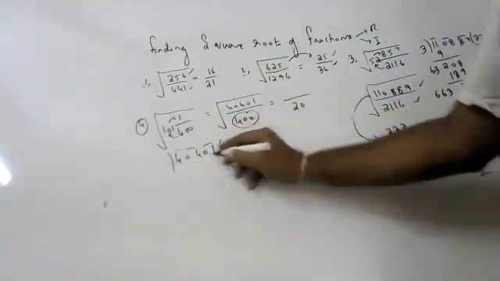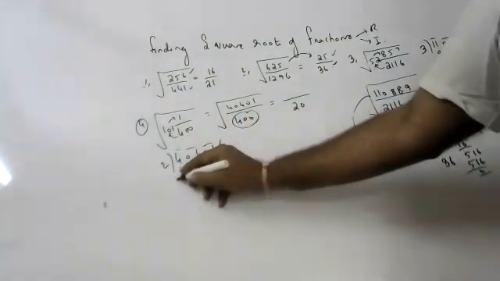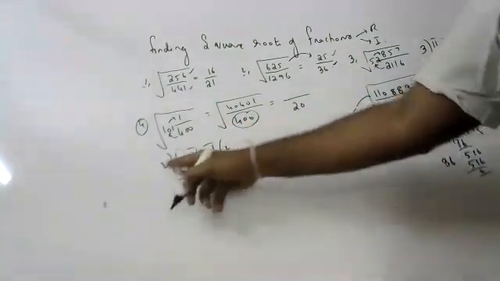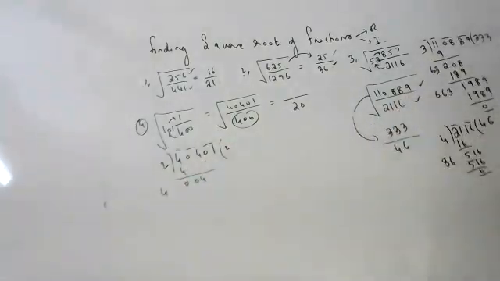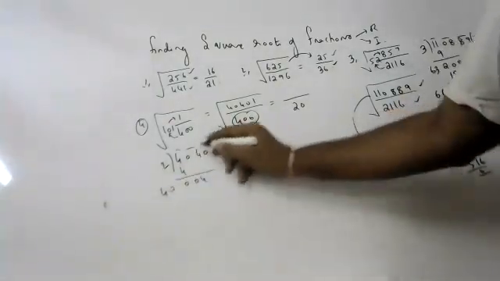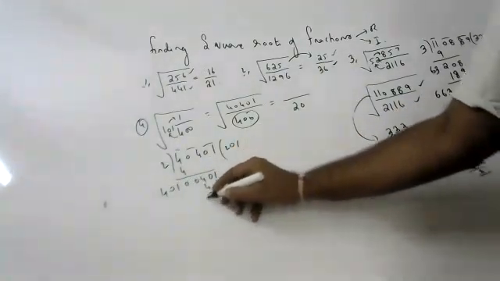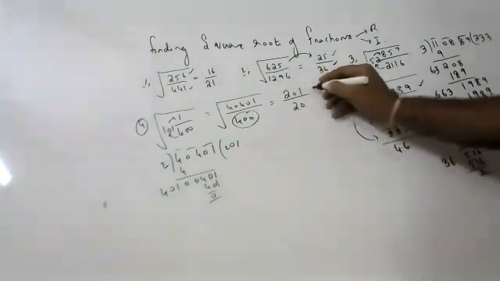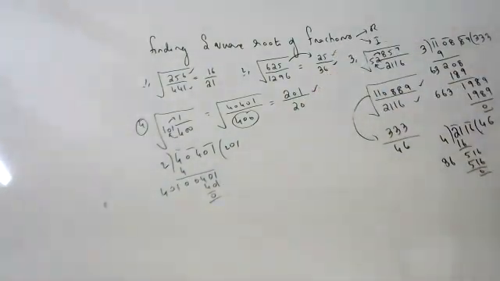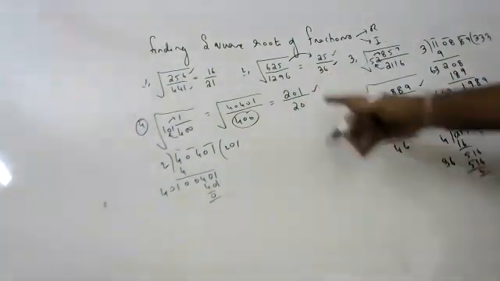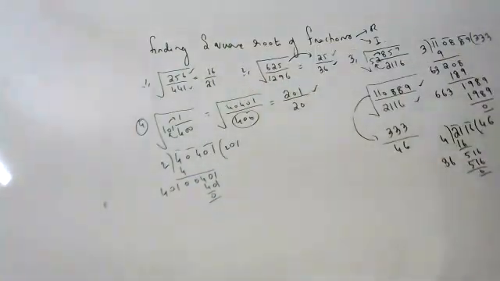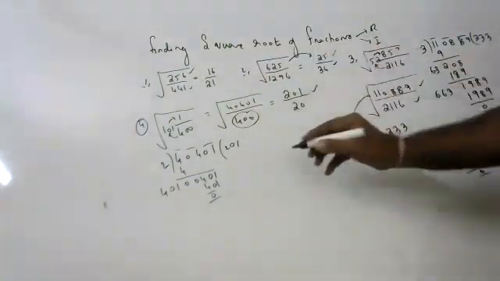So what do you do? Use the division method. 2 twos are 4. Please check here. 2 plus 2 is how much? 4. Again put here 0, put here 0, and 01 will come. So the answer is 201. So 201 by 20 is the square root of this number. Like this, you will get the answer.